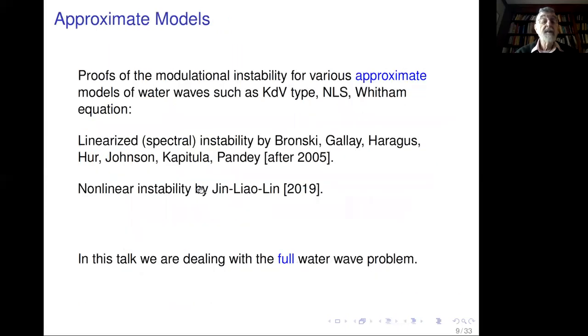And now, just an aside, there are many approximate models of water waves, going back into the 19th century. The most famous one is the Korteweg-de Vries equation. There are many others like the nonlinear Schrodinger equation, the Whitham equation, and so on, which are models for exactly this problem, but they're approximate with some kinds of small parameters. I won't talk about that at all. I'm going to talk about the full water wave problem without this kind of approximation.